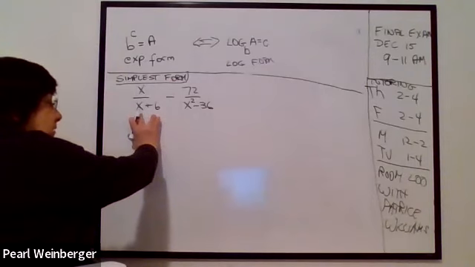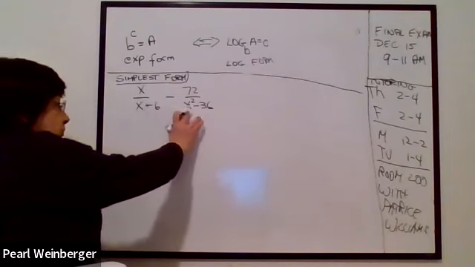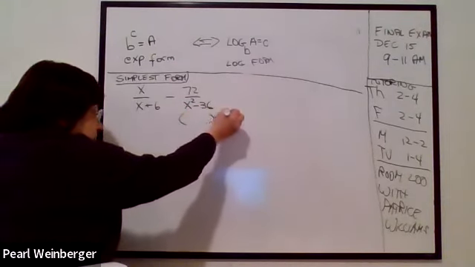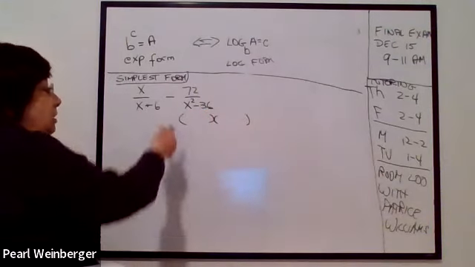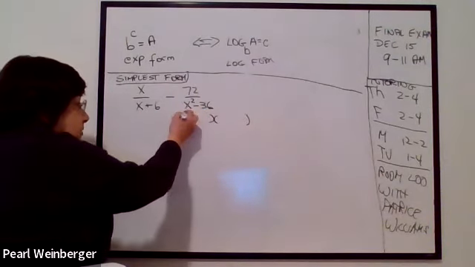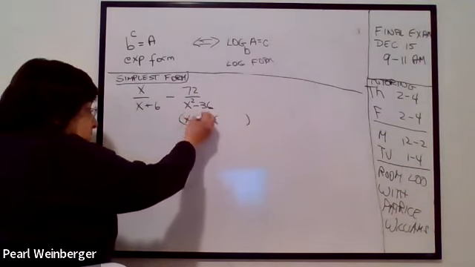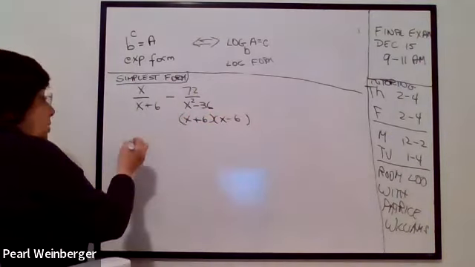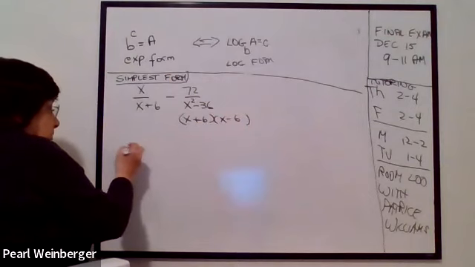Well, the x plus 6 can't be factored anymore, but the x squared minus 36 is that famous factoring of difference of squares. It's x plus 6 and x minus 6. And remember how you write your LCD.